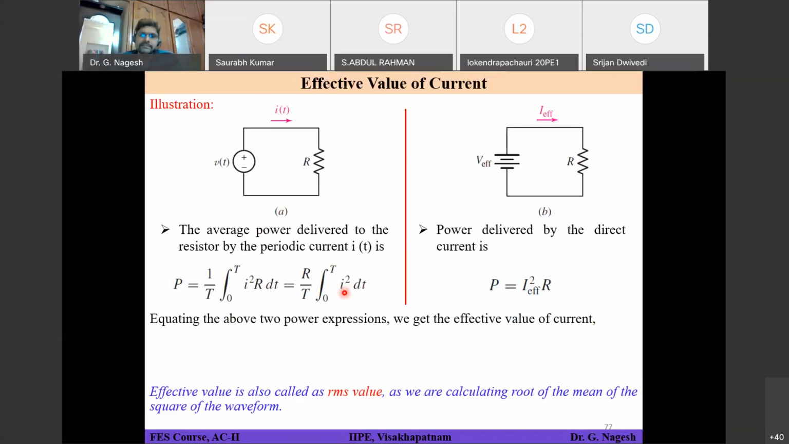So that means you have to simply equate the power P on the left hand side and the power P on the right hand side on your screen. If you equate those two, then you can find the I effective, which is the DC equivalent current in terms of the periodic current I of t. Right. So I effective is root of 1 by T integral 0 to T I square of t with respect to dt. Okay. So everyone understood this or not? Understood, sir. Yes, sir. If anyone has confusion in this, please let me know.